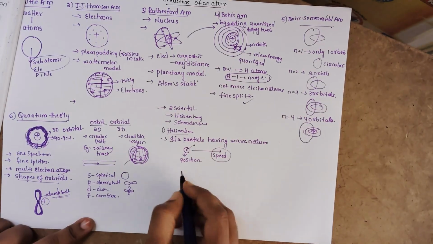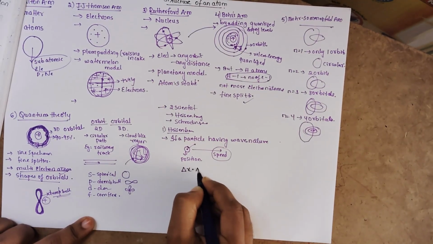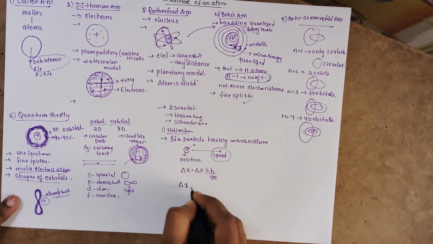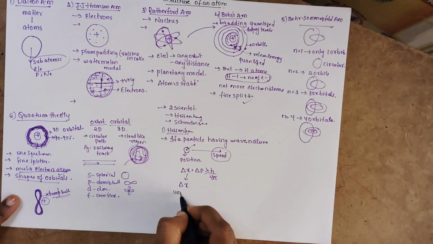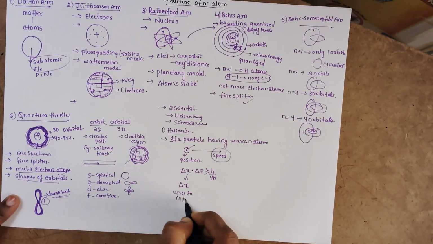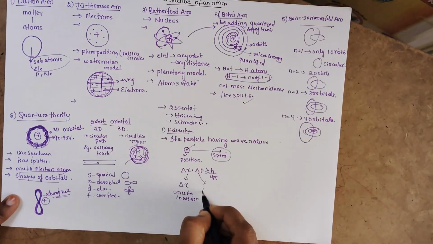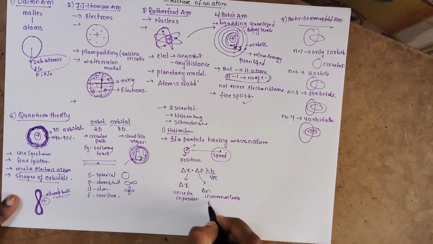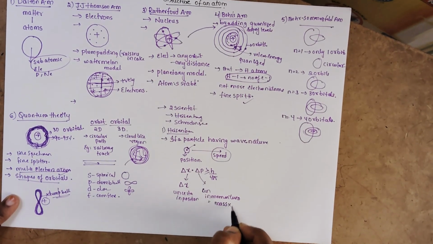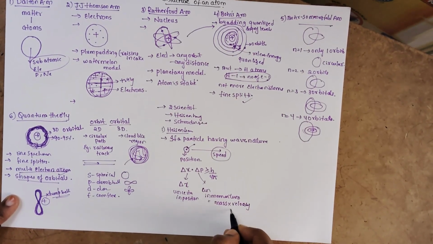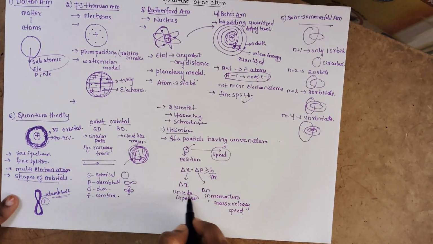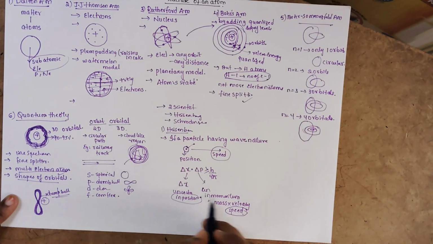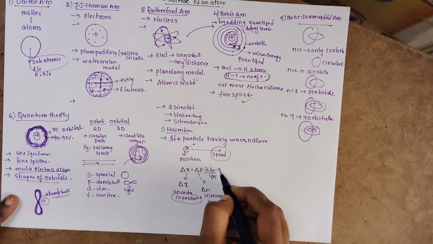This is explained by a formula: delta x into delta p is greater than or equal to h by 4 pi. Delta x is the uncertainty in position. Delta p is the uncertainty in momentum. Momentum is equal to mass into velocity, means it is related to speed. If we know the exact position, we can't calculate its exact speed. This is how they are related. h is Planck's constant.